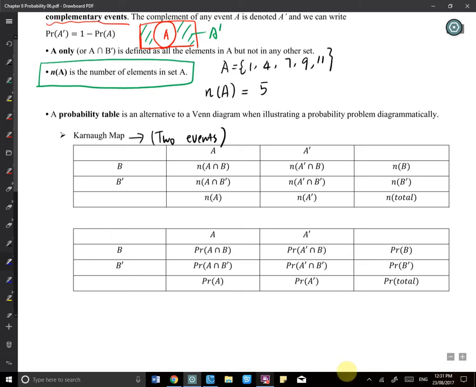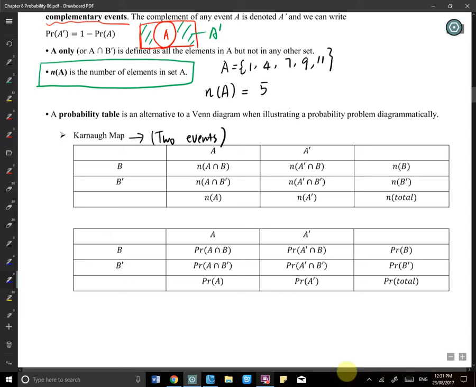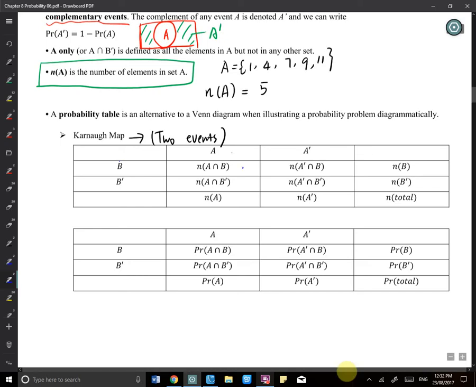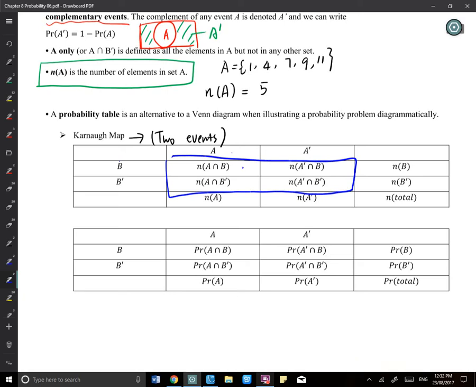I have event A, I have event B, A dash, B dash. So this gives you the total number of B. This gives you the total number of B dash. That is the total number of people in this event. Each of the 4 boxes in the middle gives you the intersections: A intersects B, A intersects B dash, A dash intersects B, A dash intersects B dash.